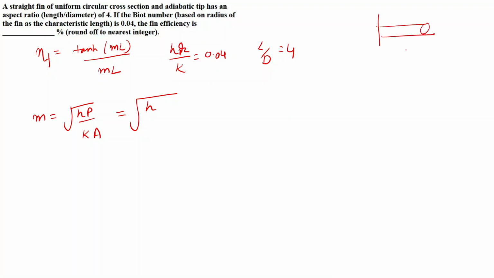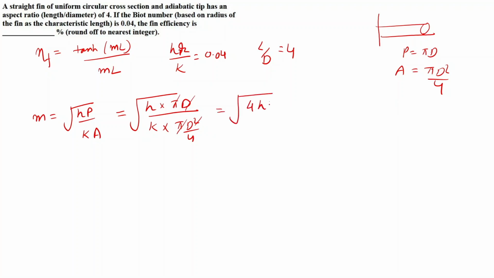So for the fin, the perimeter we discussed as pi d, and area is pi d square by 4. So I will just replace those values over here. P is pi d, K into area is pi d square by 4. So pi will be cancelled. 4h d upon K. No, not this. So d will be in the denominator: 4h upon K d.